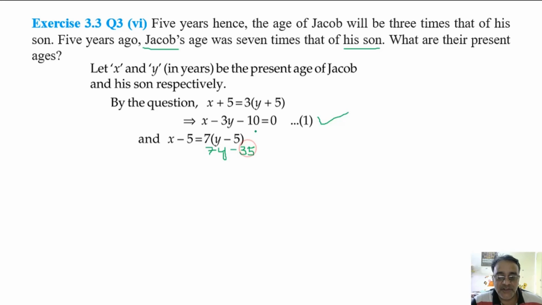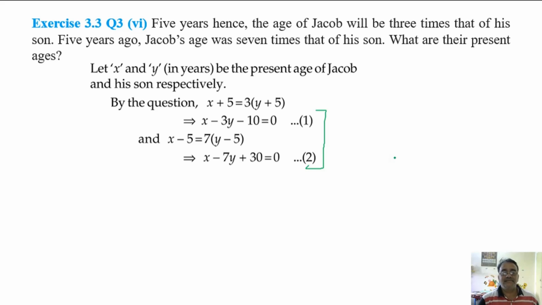Now as the first equation we wrote in the standard form, we will shift both to this side. X minus 7y, this will become plus 35. So we'll get plus 30. X minus 7y plus 30 is equals to 0. Let it be equation number 2. Now the coefficients are same, the coefficient of x and the sign is also same. So what we will do? We will subtract.